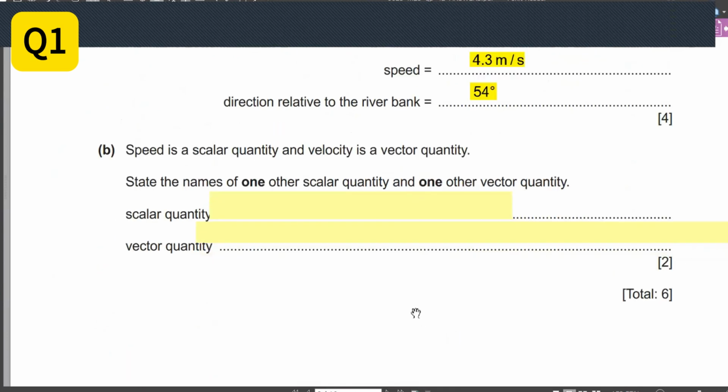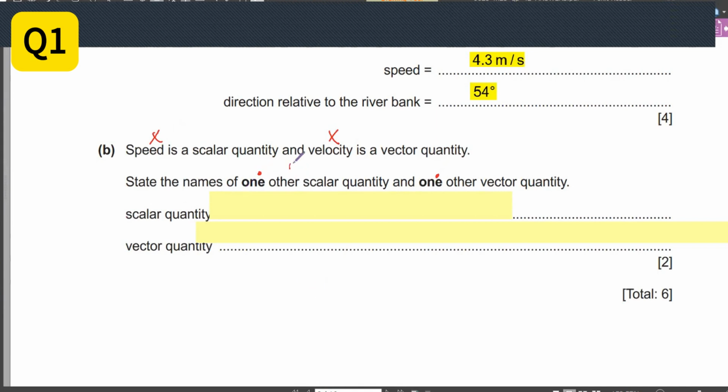Next part is very straightforward. Speed is a scalar quantity, velocity is a vector quantity. State the name of one other scalar quantity and one other vector quantity. So we want one other, which means not the one that we already mentioned.